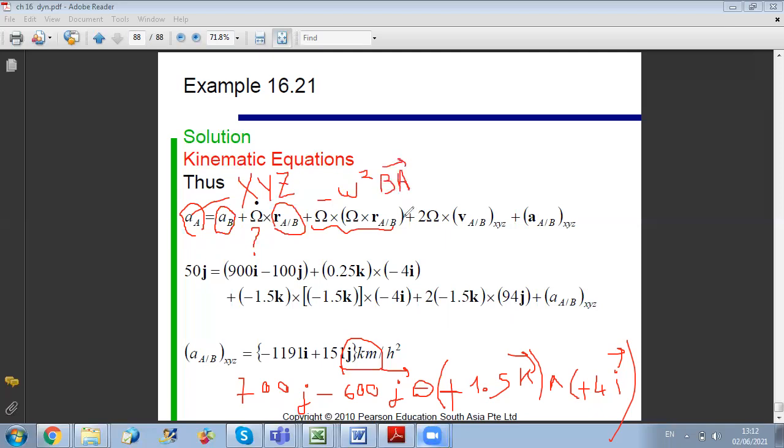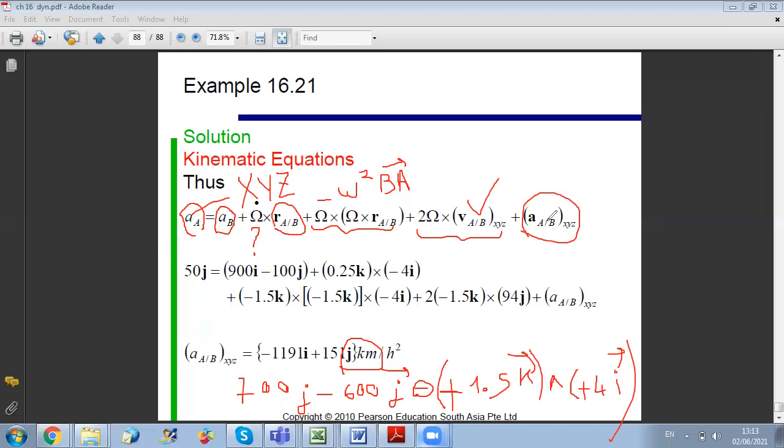Now, this is the Coriolis component with 2 omega vectorial V relative. We found V relative from the previous step, it's calculated. We still have just the only unknown, which will be A relative. So when we take all the terms to the other side, we can get A relative.